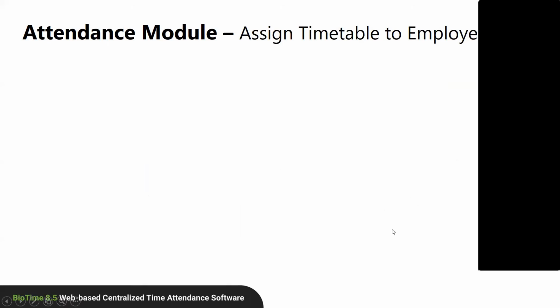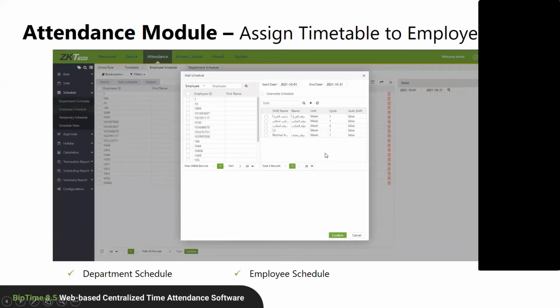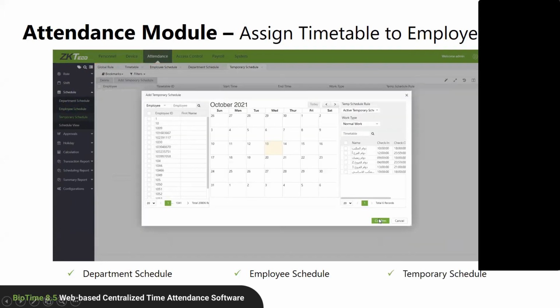Then we have assigning timetable to the employee, like choosing department wise, employee wise, or temporary schedule option we have here in the schedule. So select the employee from the list and directly choose the shift from the right side and assign it for the employee start date and end date, and click on confirm. So this is assigning timetable to the employee.